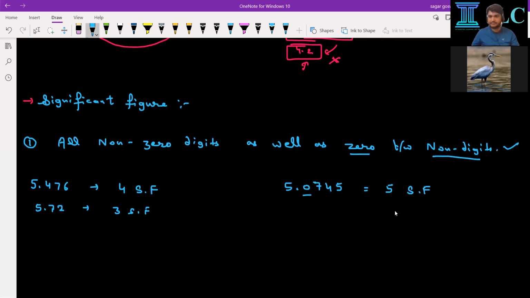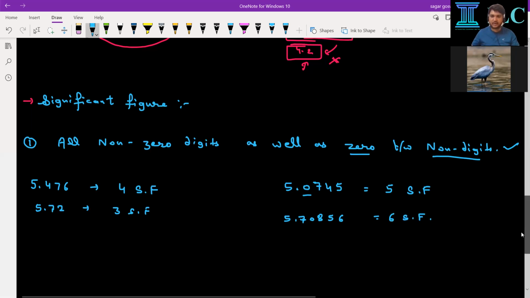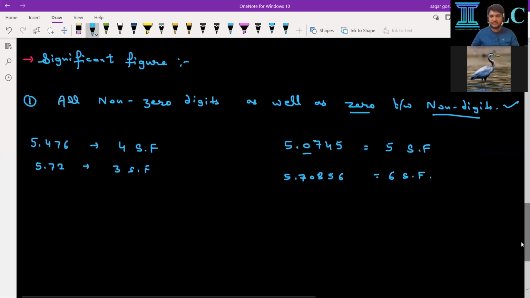Okay, got it? Now just tell me, if I'm writing 5.70856, how many? Six. Yes, you have to take everything, and the zeros are lying between non-zero digits, so it is six significant figures. So this is the first rule for finding the significant figures.